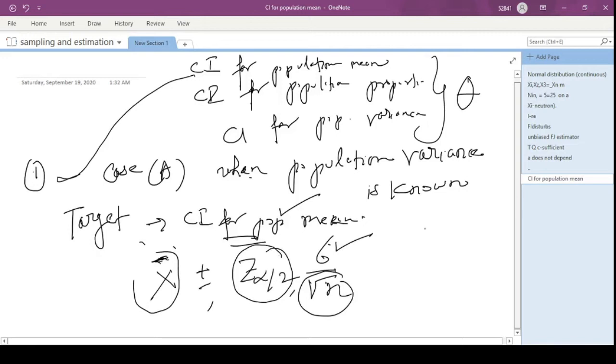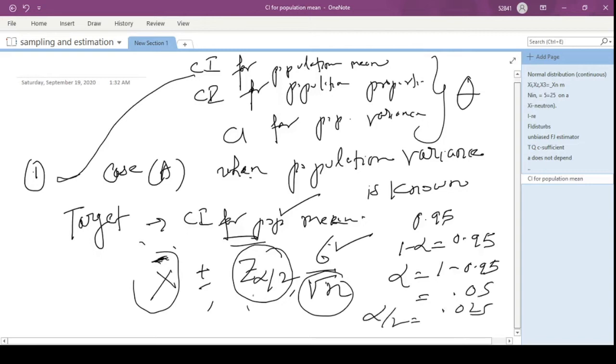So if I have a 95% confidence interval, then 1 minus alpha is equal to 0.95, right? So alpha will be 1 minus 0.95, that is 0.05, and alpha by 2 will be 0.025, and this is where we find out. I mean, just an example. We're not going into solving the mathematics part, but this is how the confidence intervals are derived.